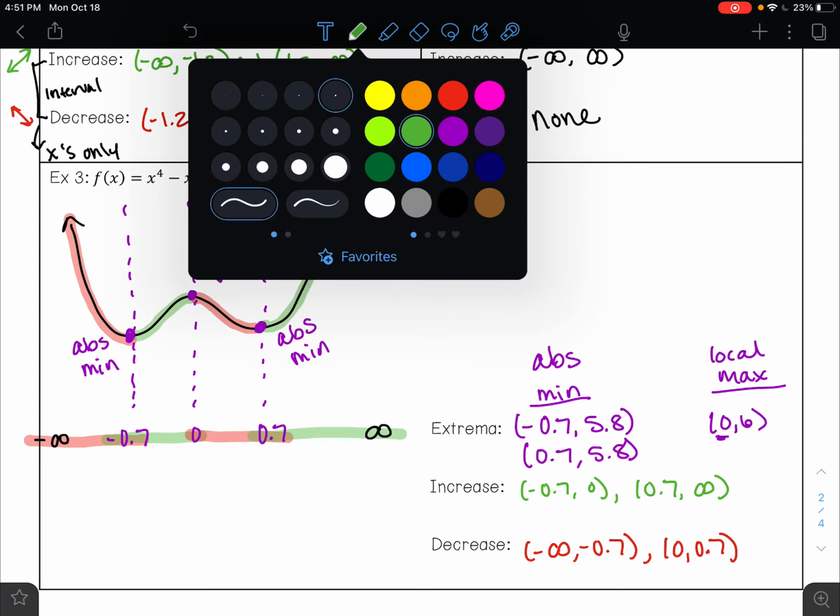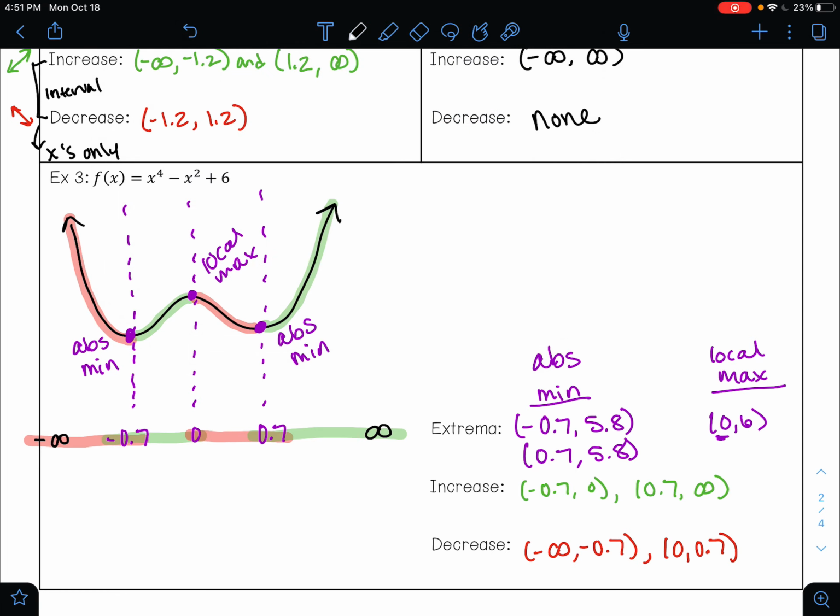So again, here we were decreasing, increasing, decreasing, increasing. Whenever you have a spot that is increasing and decreasing at the same time, you're going to use parentheses there. And every time you have infinity, you're going to use parentheses. This would be my answer for this one.